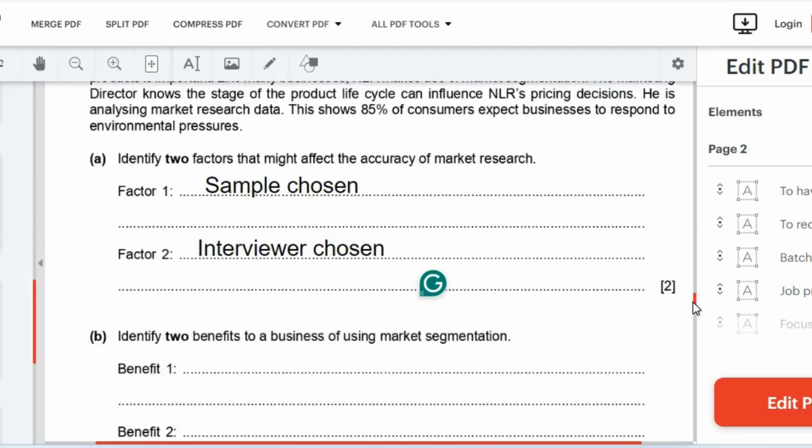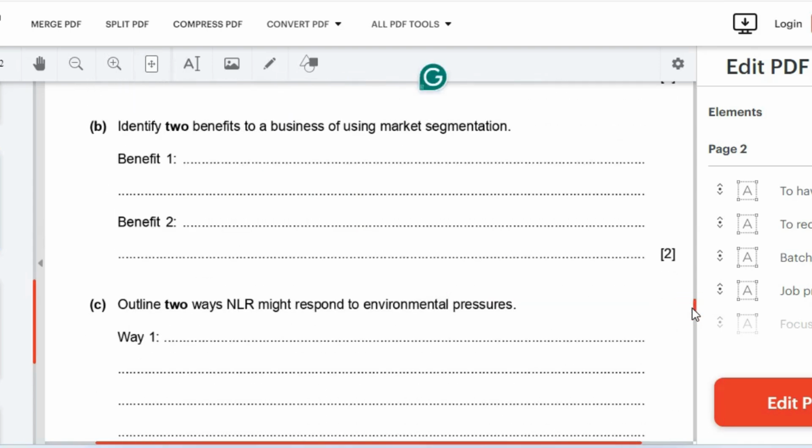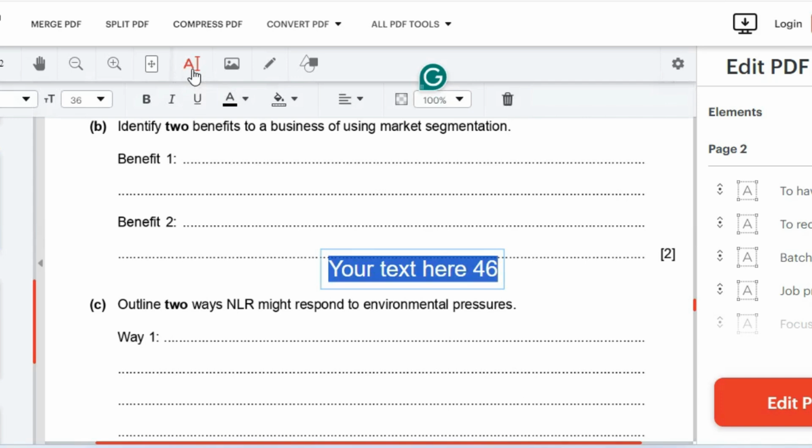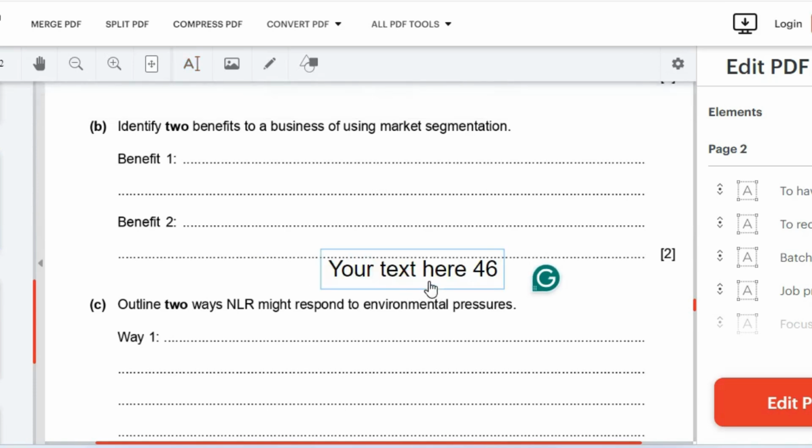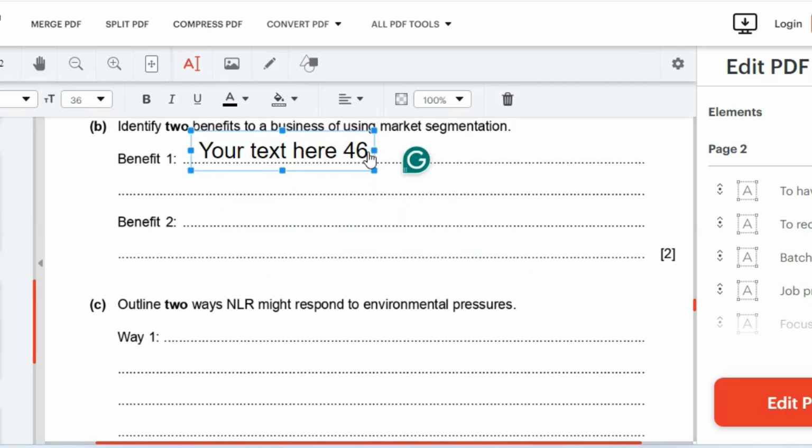Now let us move to question 4B: identify two benefits to the business of using market segmentation. Why do you think the company makes use of market segmentation? The first point here is it helps them to focus spending and make best use of the resources. Now let's try to put that out, using the application.